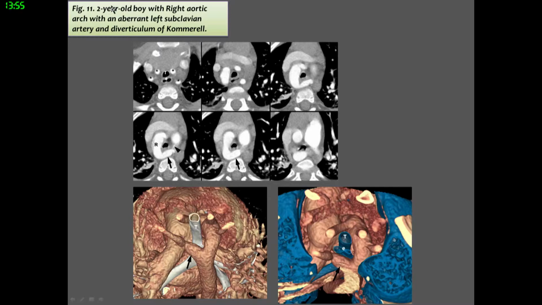This is a 2-year-old boy with right aortic arch with an aberrant left subclavian artery and diverticulum of Kommerell. A small PDA connects the left subclavian artery and pulmonary artery to form a complete vascular ring. The esophagus as well as the trachea are compressed by aneurysm of the subclavian artery and the vascular ring.